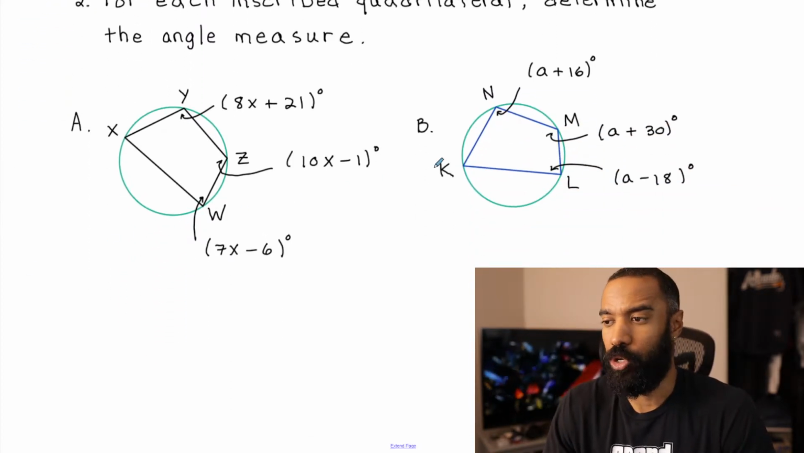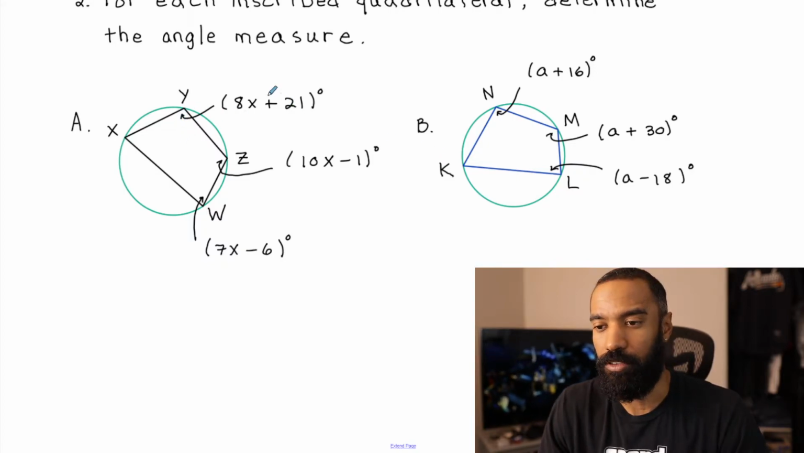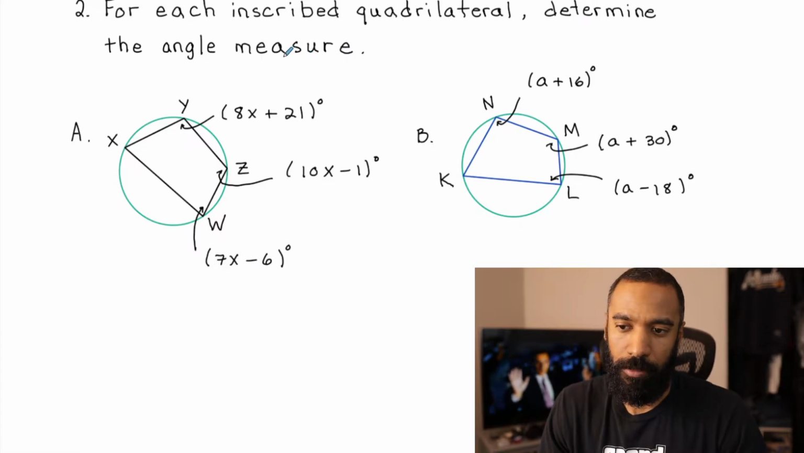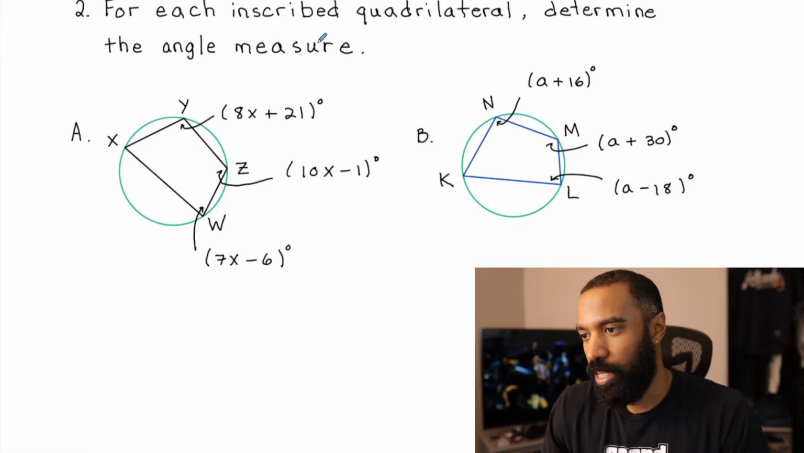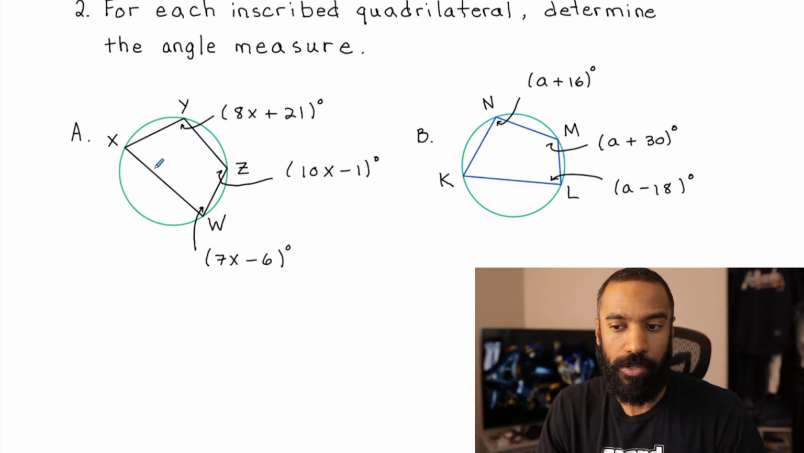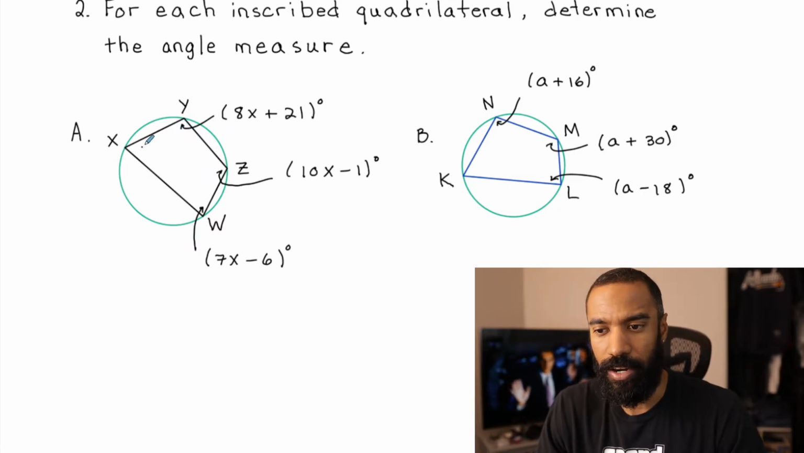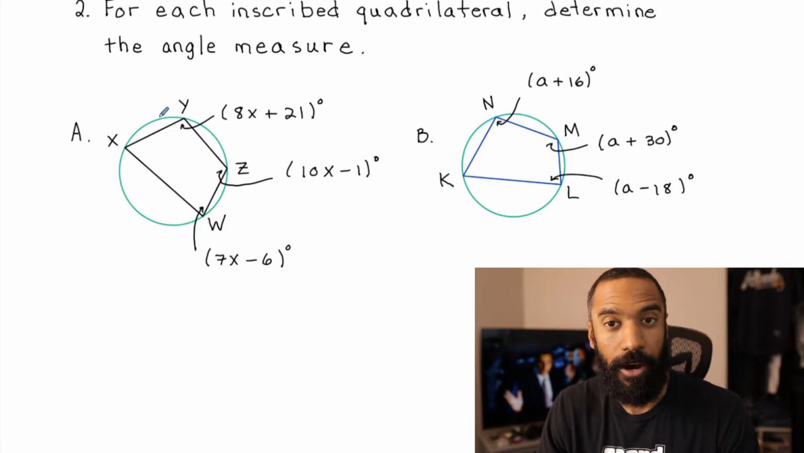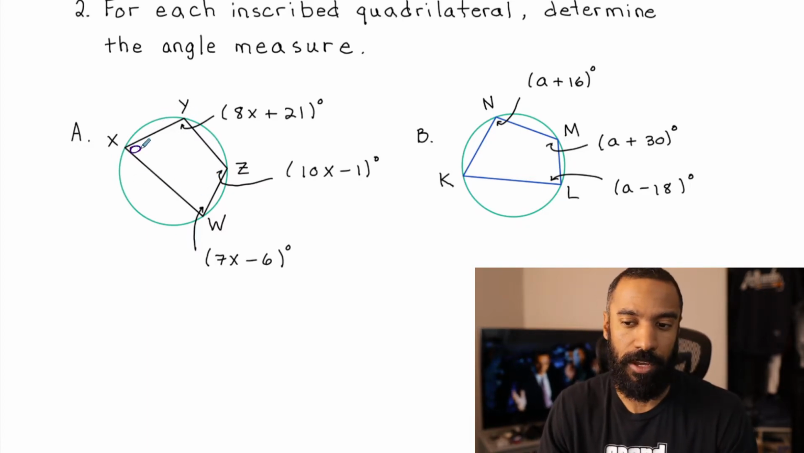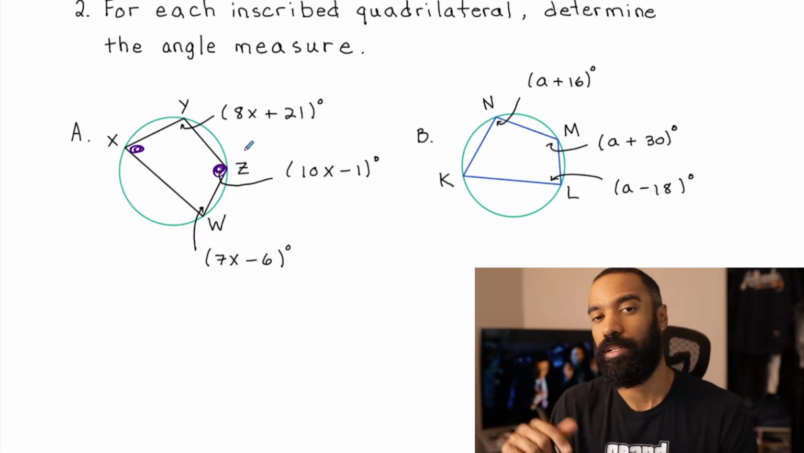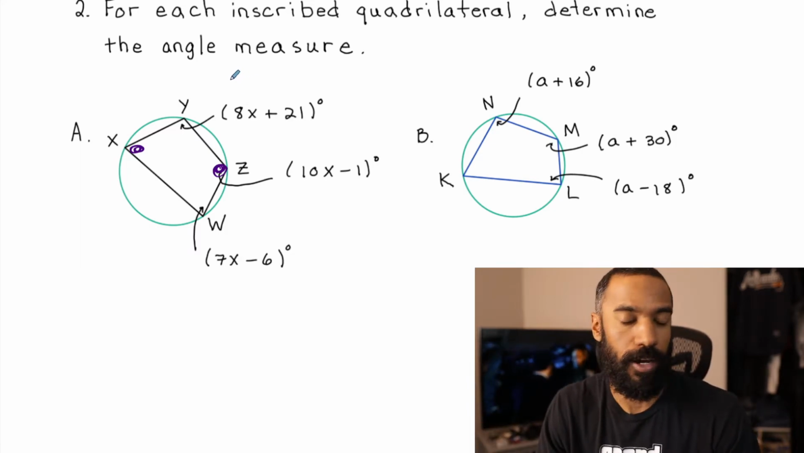Now, I'm sure inscribed angles will come up some more with central angles, but there's the start. For each inscribed quadrilateral, determine the angle measure. The basic thing I want to point out is that inscribed quadrilaterals are just like quadrilaterals in that their interior angle sum is 360 degrees. There's no change in that. But now, when you take opposite angles, like this angle and this angle, those are supplementary to each other. Not congruent, but supplementary. They add to 180 degrees.